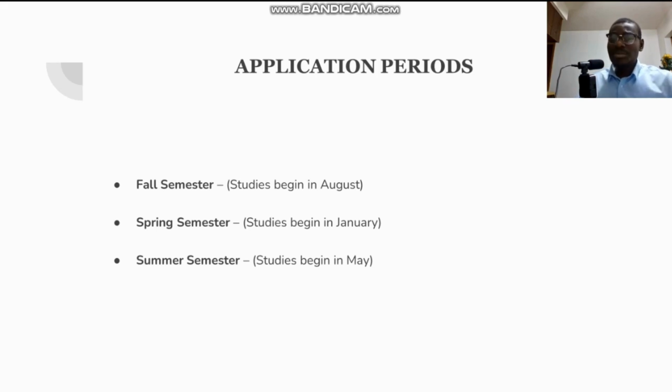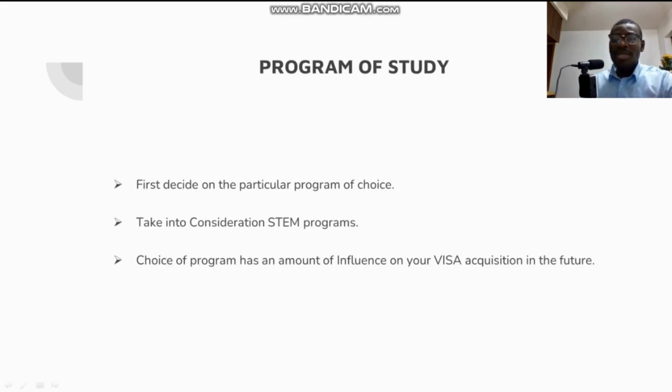Now, for the application periods, the fall semester begins in August, right? So if you want to target, for example, 2024, by now you should have put in your application. Some people have already done that. They've gotten admissions and they've started their visa process. So it's always good to know when a semester begins and when you have to send in your application. So for the spring, studies begin in January. For summer, it begins in May.